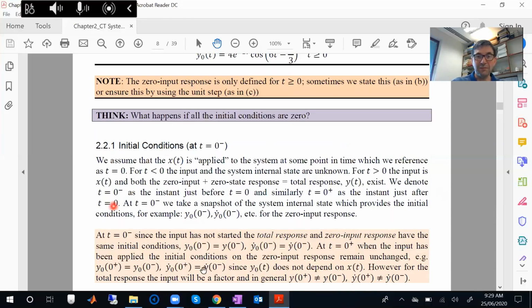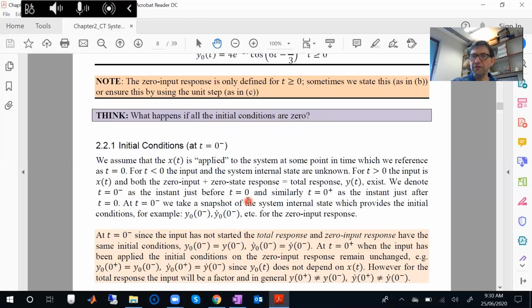Now, I'm not going to read this out. What I will read is this part. We denote t equals 0 minus as the instant just before t equals 0, and similarly, t equals 0 plus as the instant after. The reason is t equals 0 is important. That's the time when the initial conditions exist, and that's the time when the input is applied. 0 minus is before the input is applied. 0 plus is after the input is applied, which means there is a change. There's a step change between no input and some input. And that's why we differentiate just before 0 and just after 0.